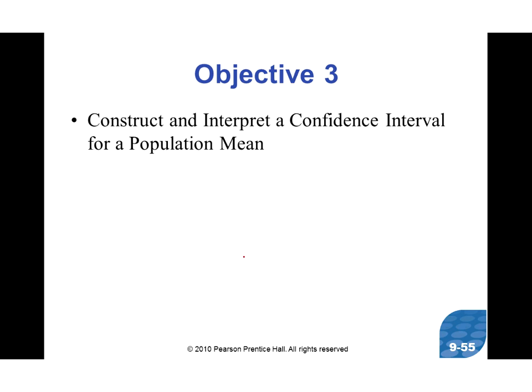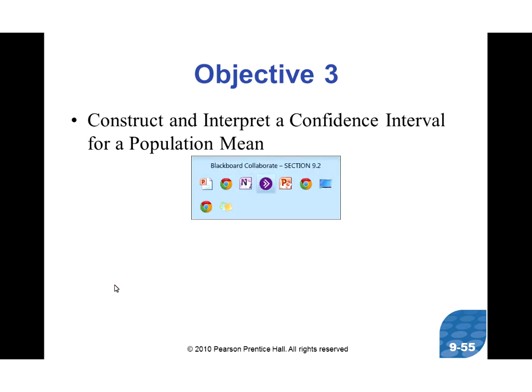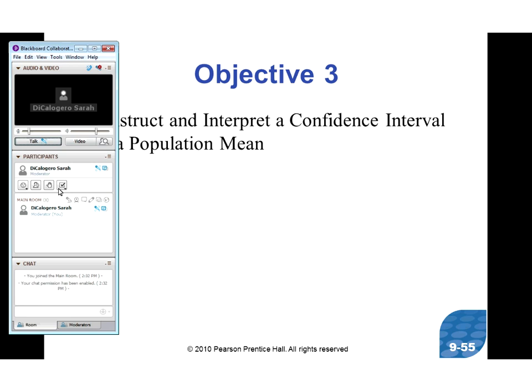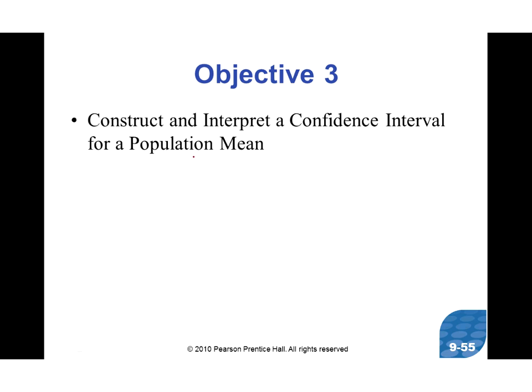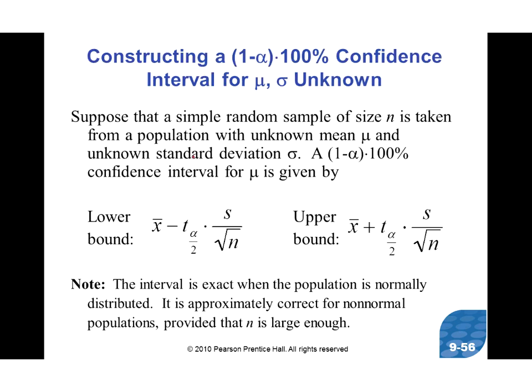Construct and interpret a confidence interval for a population mean. All right, really simple. This looks just like we did before, except instead of z, we have t of alpha over 2 and s. And that t of alpha over 2 is just like when I said for an 80% confidence interval and we did the area of the tail.